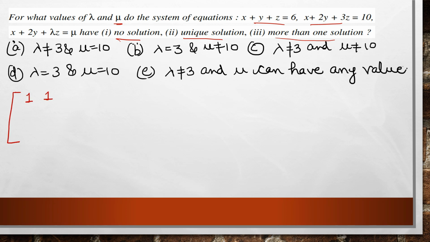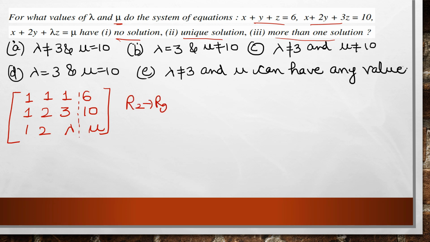So 1 1 1 6. I hope you have done this before, and you know how we used to write the augmented matrix. So 1 2 3 10, then 1 2 lambda and mu. This is my augmented matrix, right? Now convert it to row echelon form. So what I'm going to do is operate R2 minus R1 and then R3 minus R1.